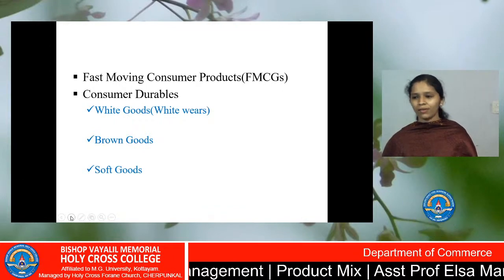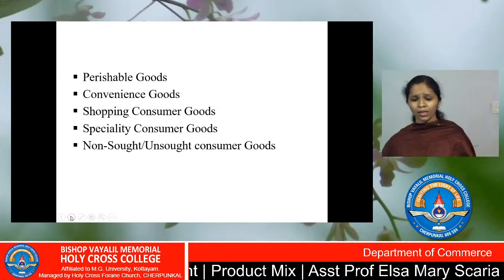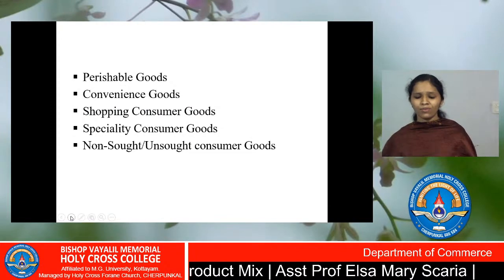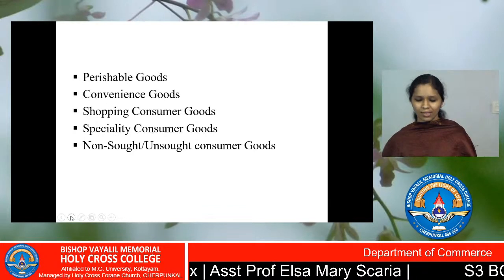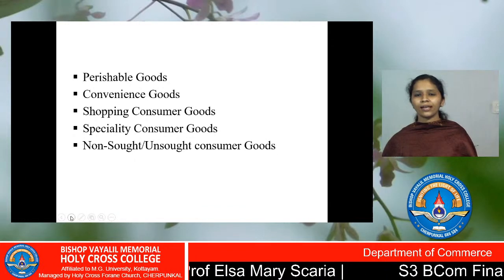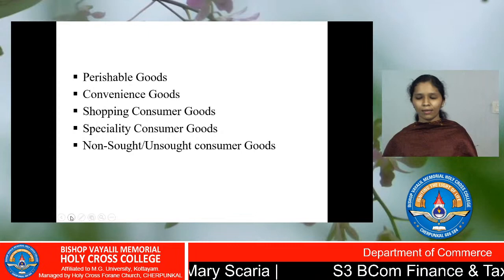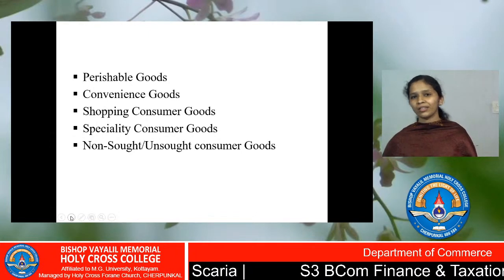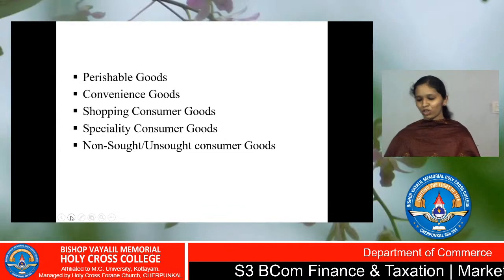Then the third classification of consumer goods, that is perishable goods. Perishable goods decay and spoil within a short period of time. Example, food items, fruits, vegetables, etc. Then next one, convenience goods. Convenience goods means they are convenient for the consumers to use. That means the consumers are not required to do further processing for using it. Example, fast food, etc.